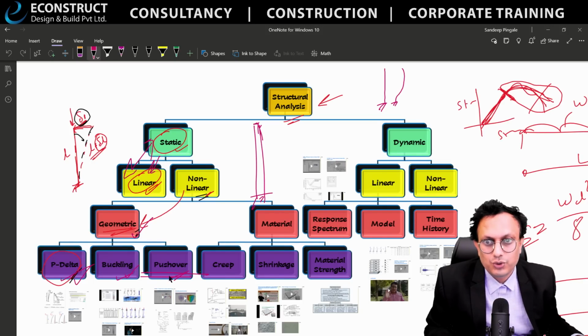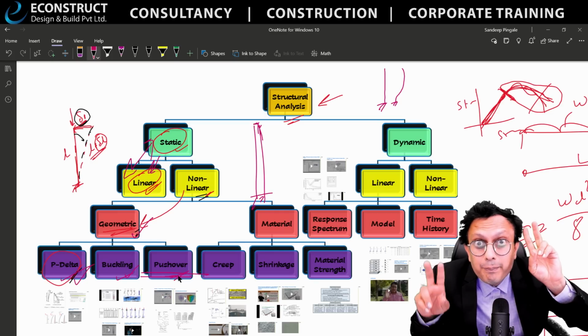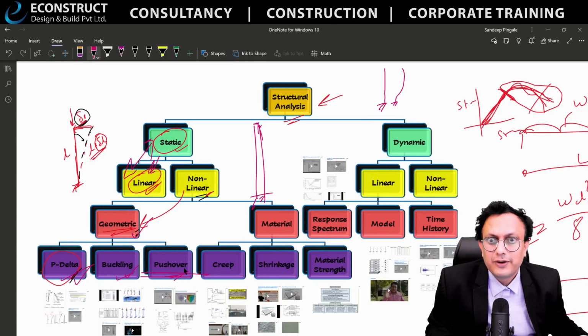That is the pushover analysis. Is it required? Yes, definitely yes, to understand the performance of the structure. Understood? Right. Everything here is in the static analysis. We'll come to the dynamic analysis after a while.